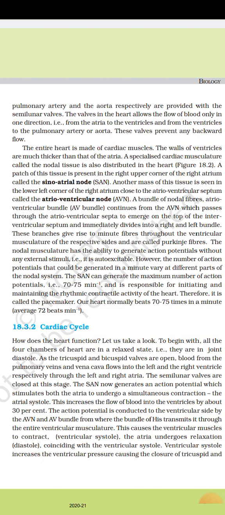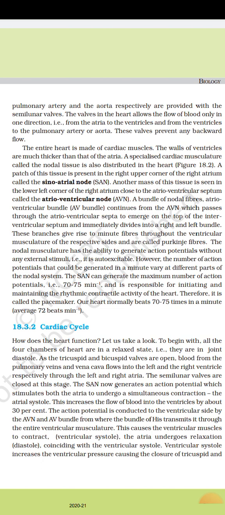The nodal musculature has the ability to generate action potentials without any external stimuli. It is auto-excitable. However, the number of action potentials that could be generated in a minute varies at different parts of the nodal system. The SA node can generate the maximum number of action potentials, that is 70 to 75 per minute, and is responsible for initiating and maintaining the rhythmic contractile activity of the heart. Therefore, it is called the pacemaker. Our heart normally beats 70 to 75 times in a minute, average 72 beats per minute.